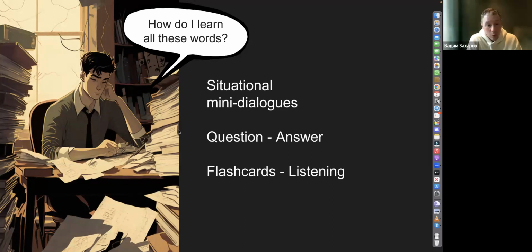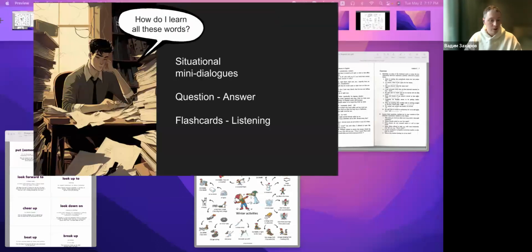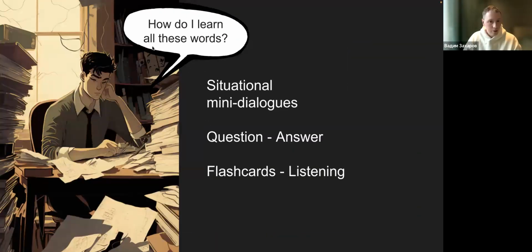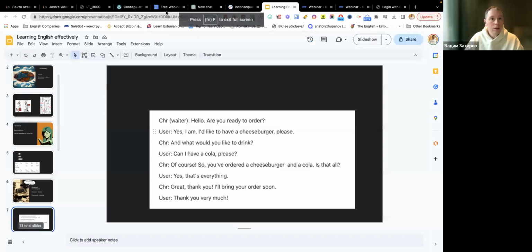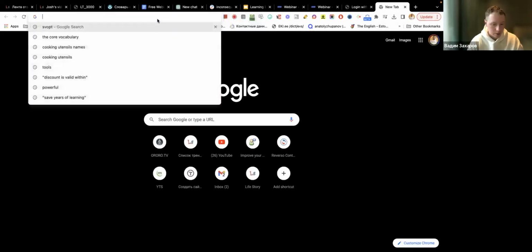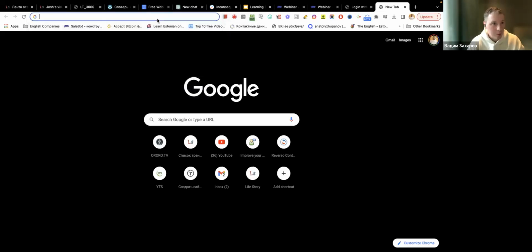And the next way is flashcards. I'm going to show it to you because I'd like you to see flashcards. For example, let's say I use Quizlet.